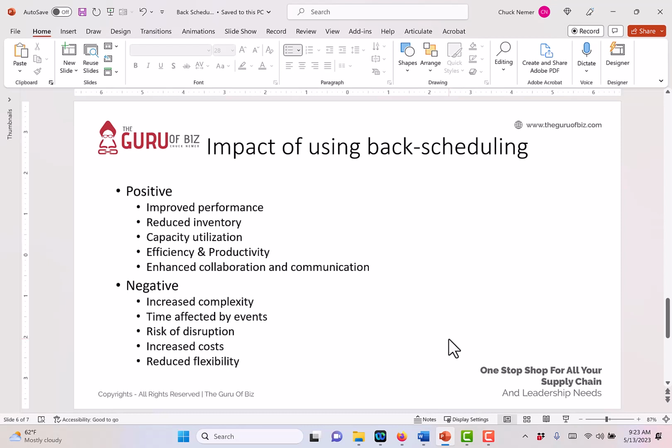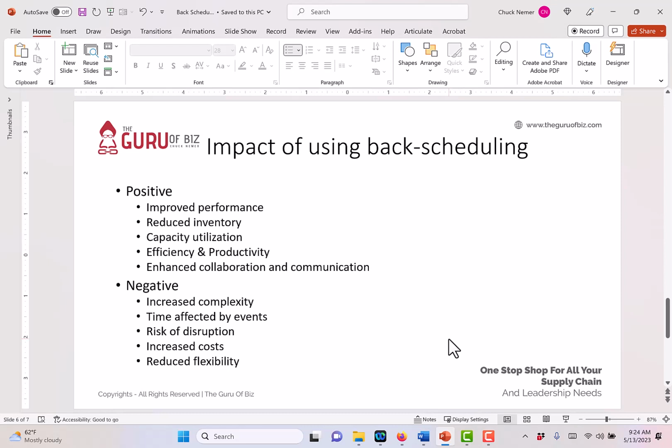Now, the opposite happens as well when we look at what happens if you don't use back scheduling. The complexity gets harder because now how do we coordinate and collaborate with everybody on what needs to be done when, and as things change, how do we keep people informed? Events: if we don't have a schedule, factors or events like weather, supplier availability, quality issues, transportation, these are all things that are time-based, that if we don't have a plan to work against, then we run the risk of missing the schedules.